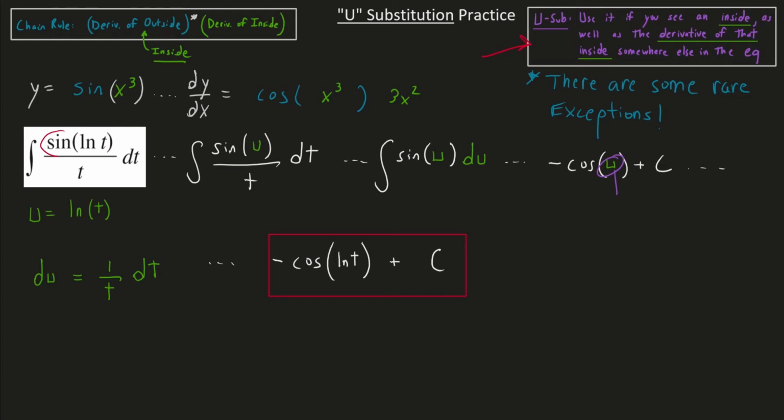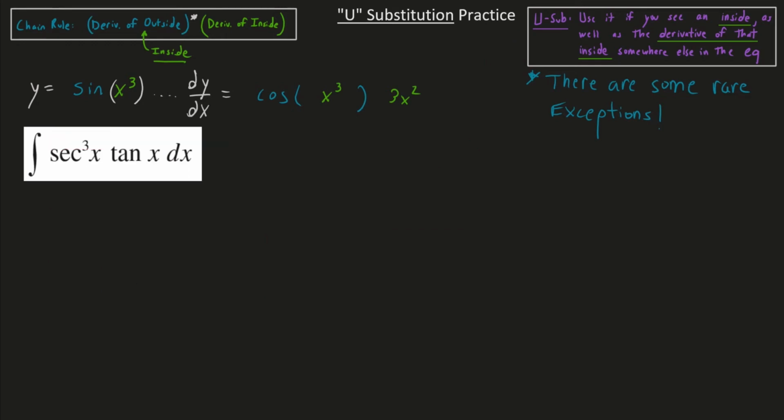Like, I wouldn't want to make my u sine of all this because the derivative of sine is going to be cosine of some other stuff. And I definitely don't see a cosine here. So for this one, again, my standard u sub approach, I'm looking for something to make my inner, my u, and I've got to see the derivative of that u elsewhere in the equation.